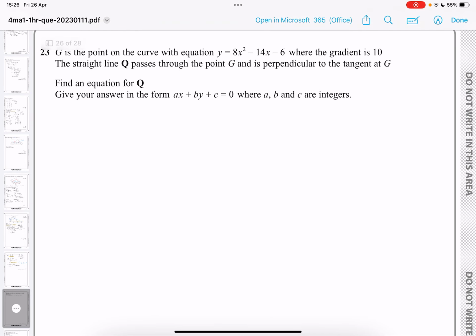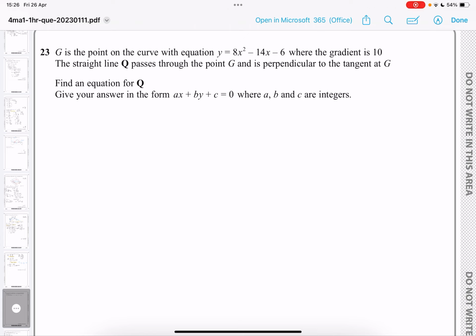G is the point on the curve with equation y equals 8x squared minus 14x minus 6, where the gradient is 10. The straight line Q passes through the point G and is perpendicular to the tangent at G. Find an equation for Q and give your answer in the form ax plus by plus c equals 0.